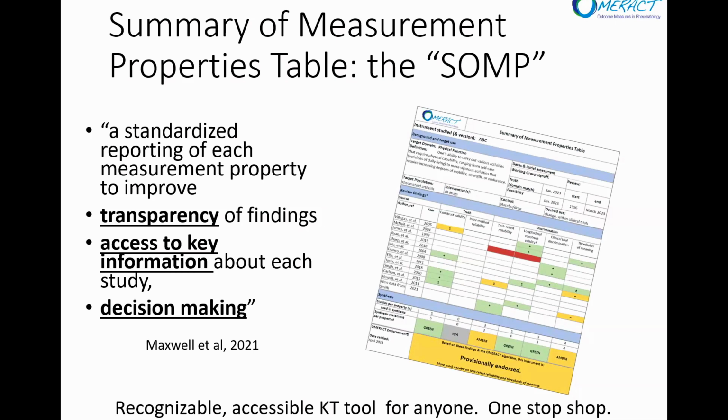Hopefully, like the onion, it will become sort of a recognizable, accessible KT tool for everyone to use, which will be just the one-stop shop. And to be clear, it's not replacing the detailed reporting of the reviews, etc. So it's just really the one-page summary, sort of like the onion for domains.